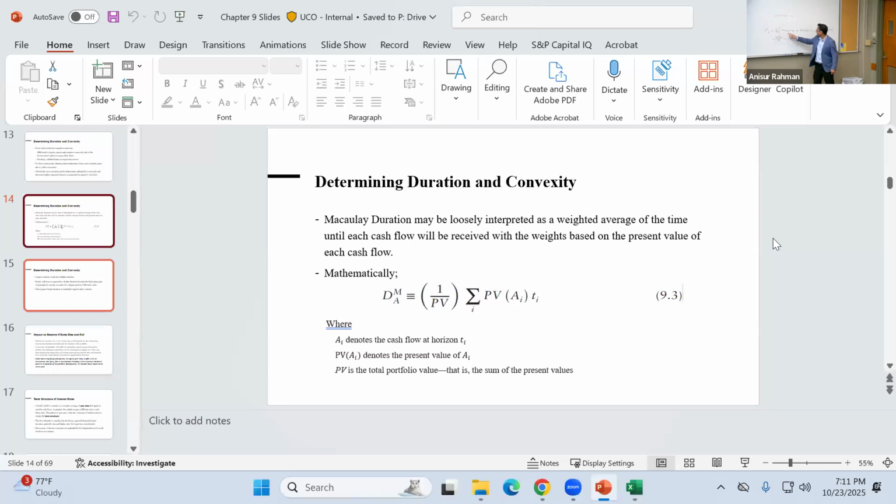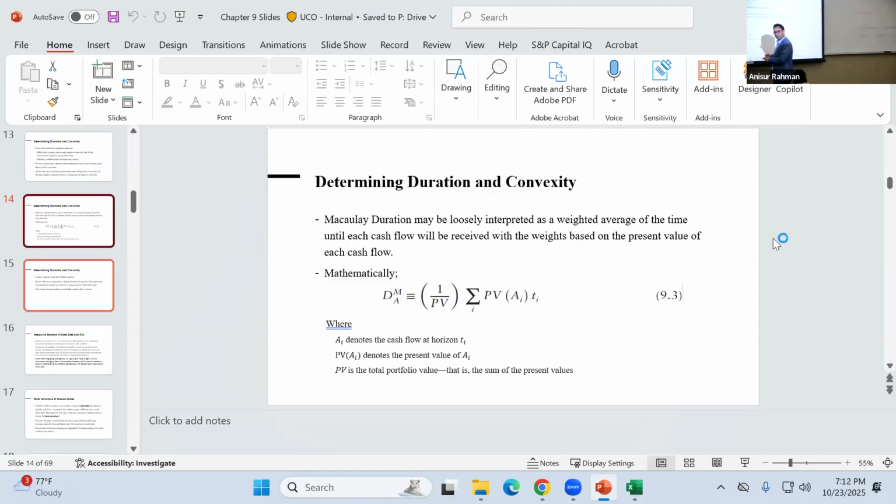So this one multiplied with this, plus this one multiplied with this, right? Now, when you multiply this one with this, what happened? I just wrote it in a different way. Present value of A1 divided by present value times the T1, right? Now, what you see here is weighted average of the time. These are the times, T1, T2, up to T6, right? And the weights are based on the present value of each cash flow. Isn't that right? So that is what it means. You guys with me so far?